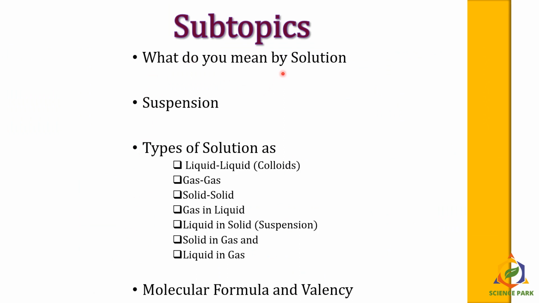We'll see what is the exact meaning of solution from a chemistry point of view. Then we'll see what is suspension and we'll see the difference between solution and suspension as well. We'll see different types of solution as liquid in liquid, gas in gas, solid in solid, gas in liquid, liquid in solid, solid in gas and liquid in gas, and so on. And lastly, we'll get to know about molecular formula and valency.